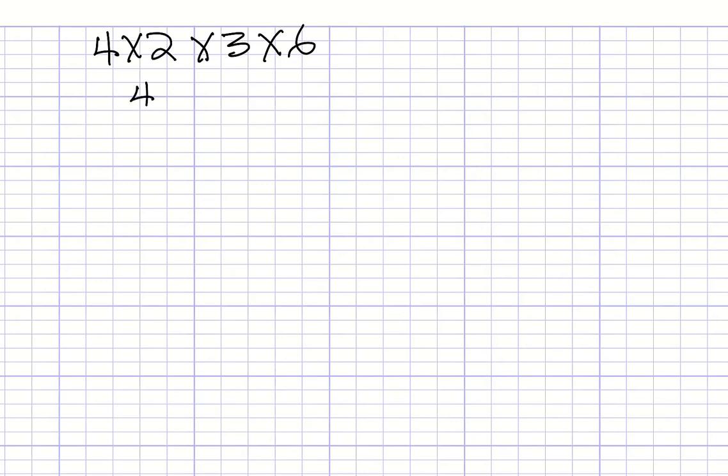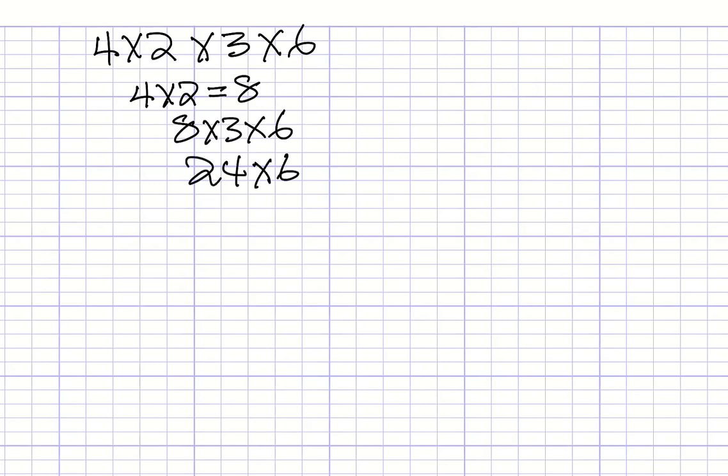You can say 4 times 2 is equal to what? 8, right? And then you rewrite the problem. Say 8 times 3 times 6. 8 times 3 is 24, right? You rewrite the problem. 24 times 6. And then you finish off, it will be 144.